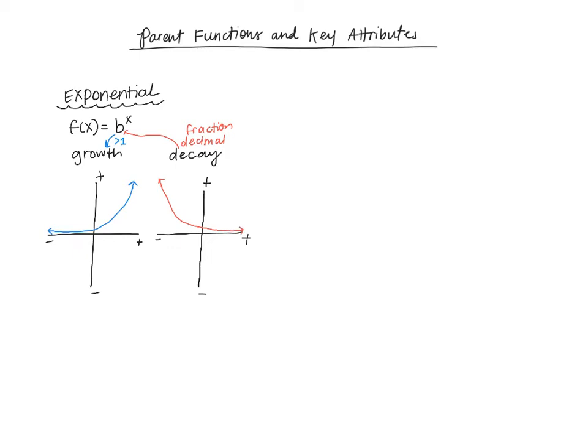So the pretty cool part, though, is when we talk about our key attributes of our growth and decay function, they are going to be the exact same. So let's talk about our domain, range, asymptote, x-intercept, and y-intercept.